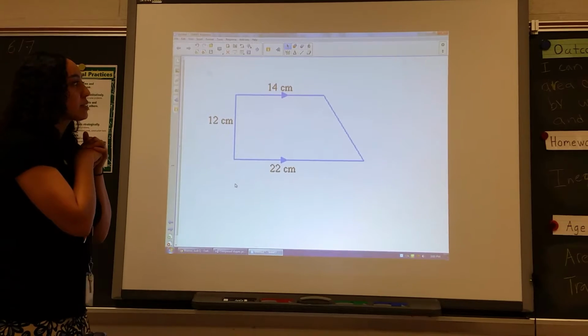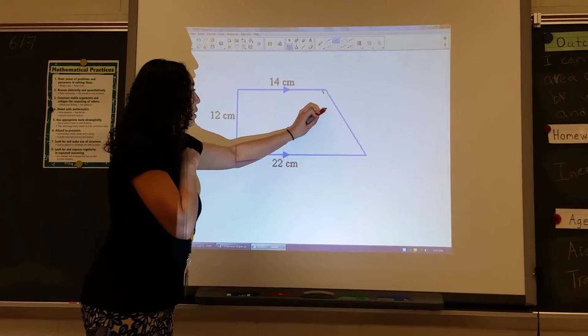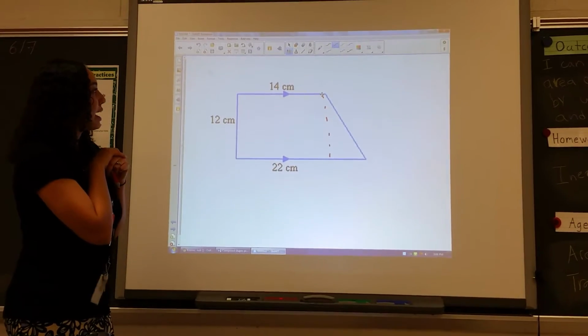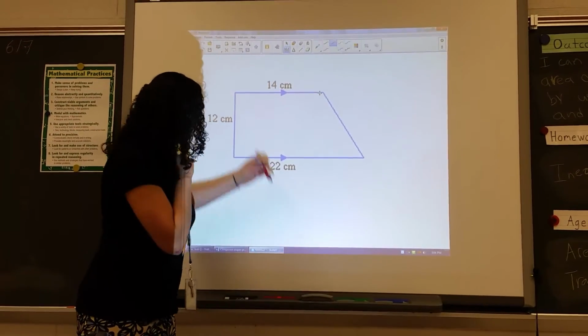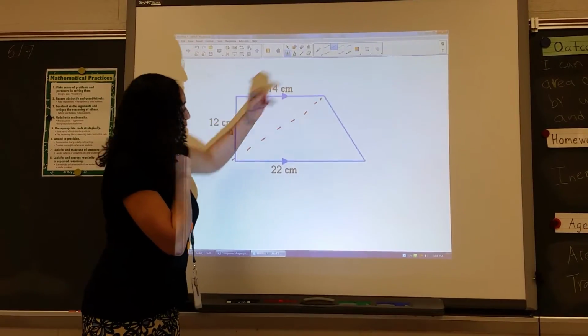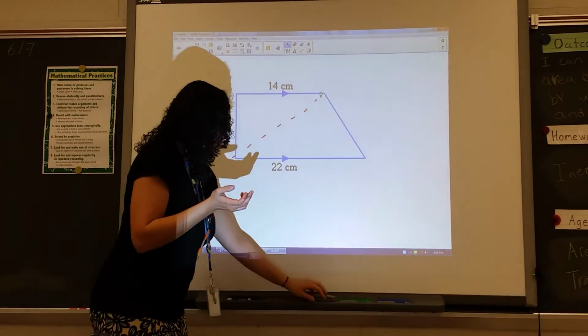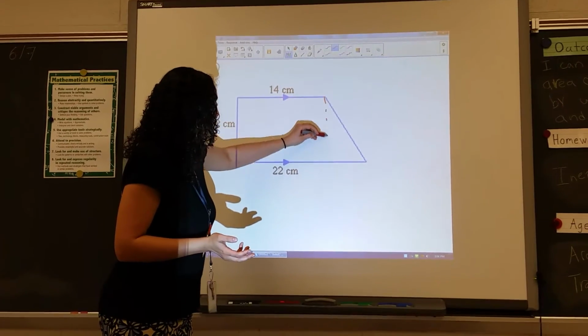So in class we talked about many different ways to break this up. One of them being we could break it up this way, so we have a triangle and a rectangle. Another way you can break it up is this way, so you have two triangles. It depends on what you prefer. I prefer the rectangle and the triangle, so that's the way I'm going to show you, but either way works.